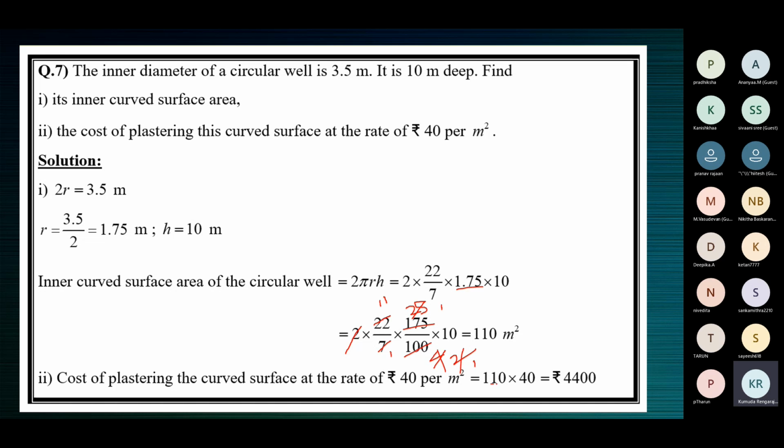And the cost is area into rate. For 1 meter square, 40 rupees. For 110 meters square, 110 into 40. To plaster 1 meter square, it is 40 rupees. The rate per meter square is 40 rupees. For 110 meter square, 110 into 40, 4,400.